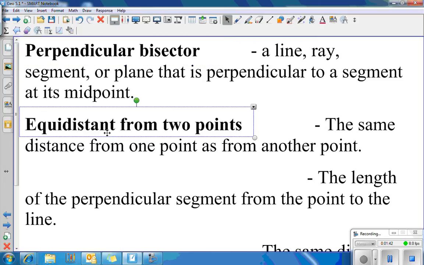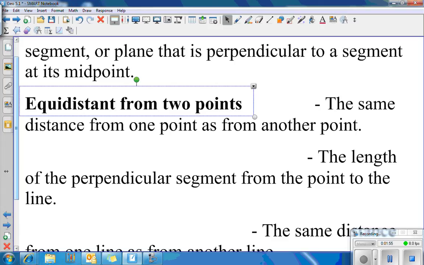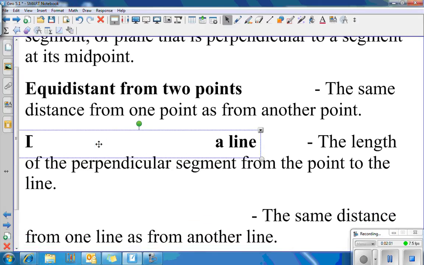It's kind of neat. Equidistant from 2 points means that between 2 points, it's the same distance. So that's kind of like the middle. The midpoint is equidistant to both endpoints. Let's see if we can fix that.